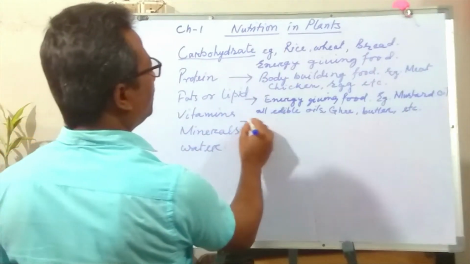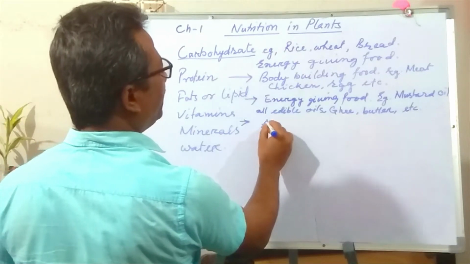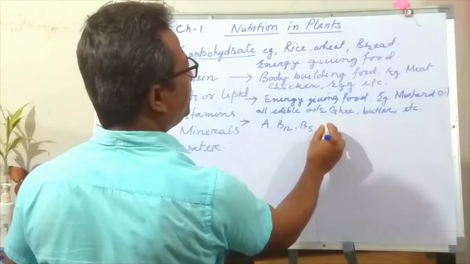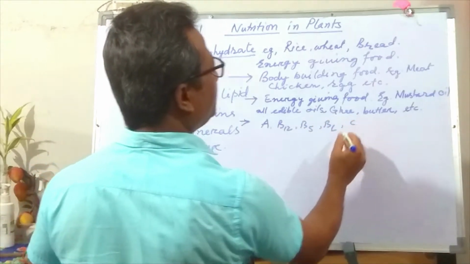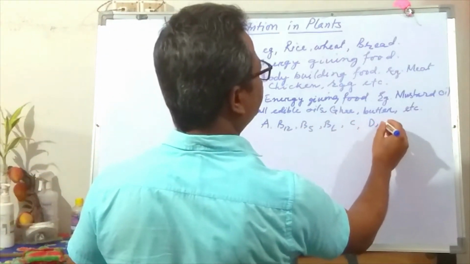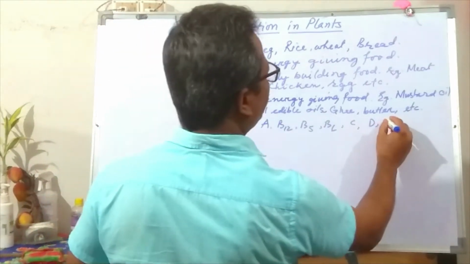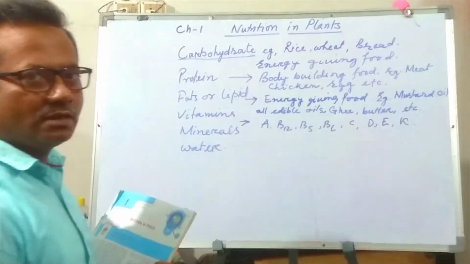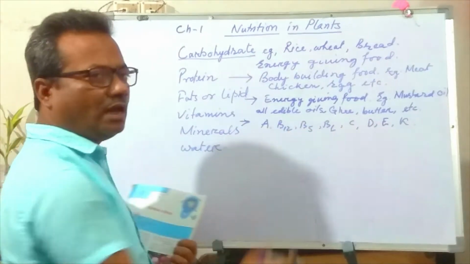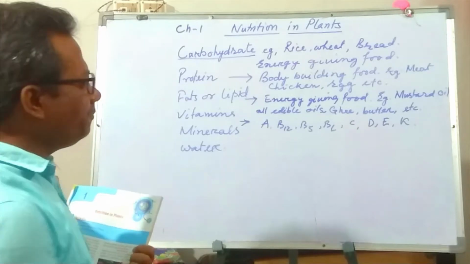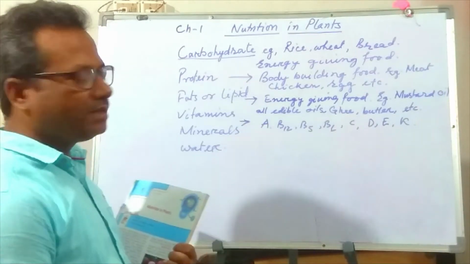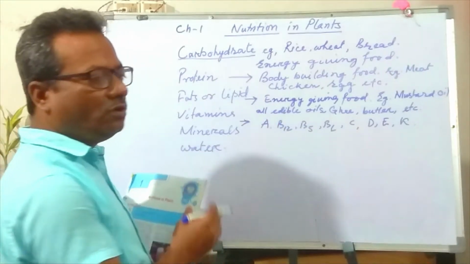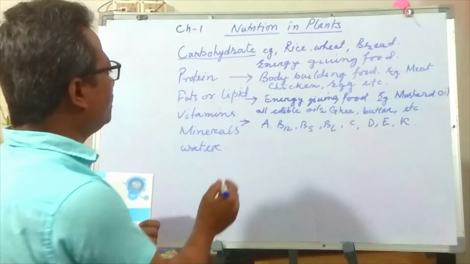Vitamins. There are many kinds of vitamins: A, B12, B5, B6, C, D, E, K. All these vitamins have different functions in the body. They help in the growth and development of the body, as well as they help in the formation of bone and teeth, and also help in reproduction.